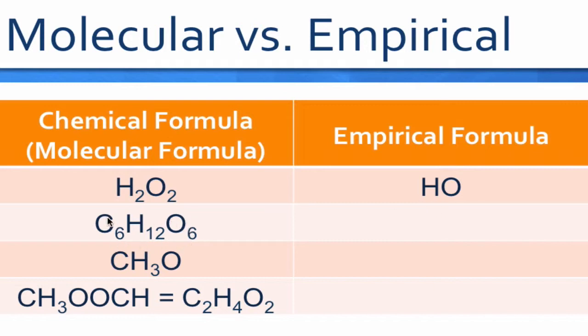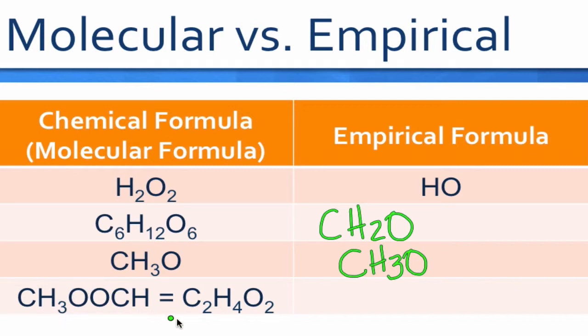If I look at the second one here, each of these subscripts is divisible by 6. So if I divide everything by 6, we would end up with CH2O. This one, you can't divide it down. It's as simple as it'll go, so it stays the same. And then this third one, they just rearranged the formula, put all the elements together, and you can see that each of these subscripts is divisible by 2. So this would come out as CH2O.